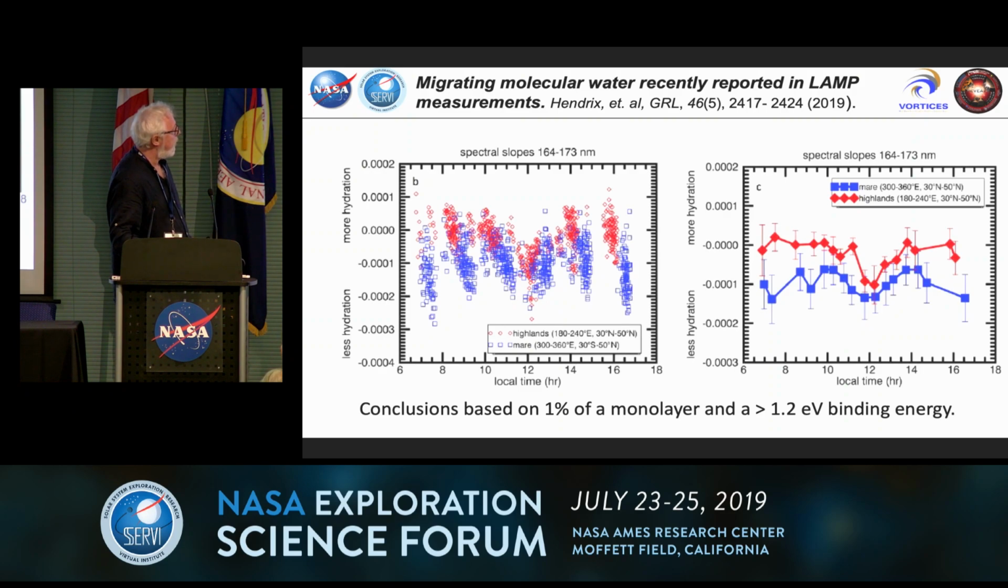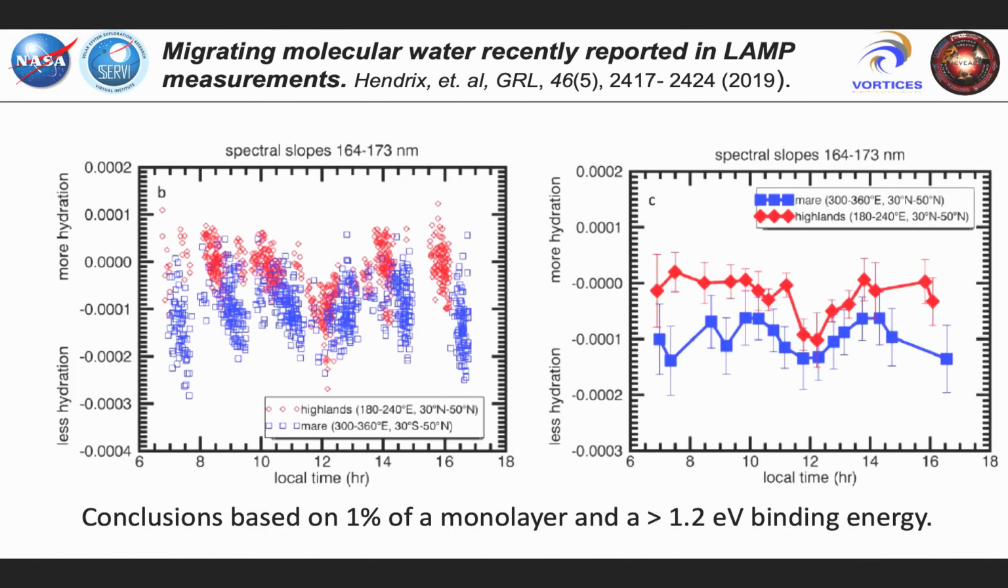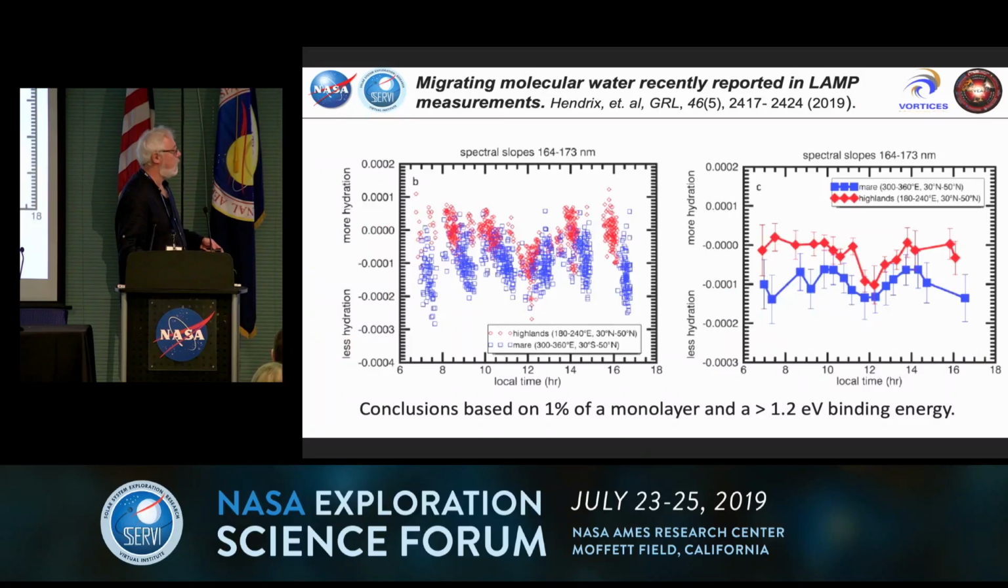On the right-hand side, and in particular, the amount of water that is present on the highlands is more than what is present on the mare. And you can see this local variation. So the diminution or the drop near local time of noon is the stimulated removal or migration of water and a reduction in the absorption. Okay, so this conclusion was based on fitting this to a temperature profile, and it gave us roughly 1% of a monolayer with a greater than 1.2 eV binding energy.